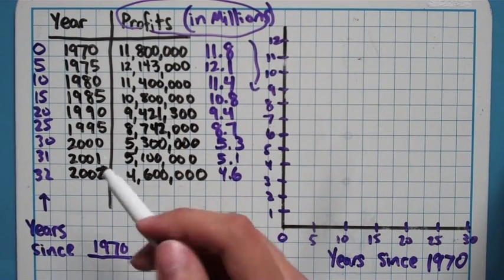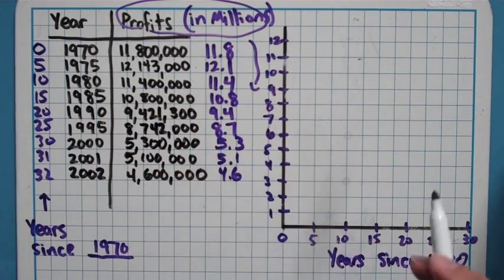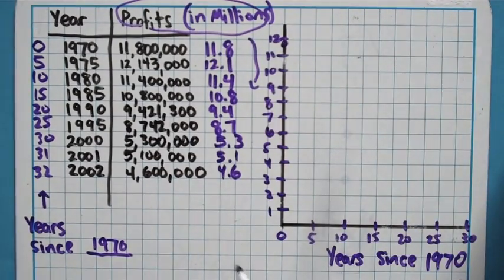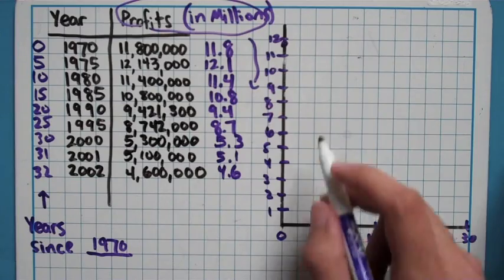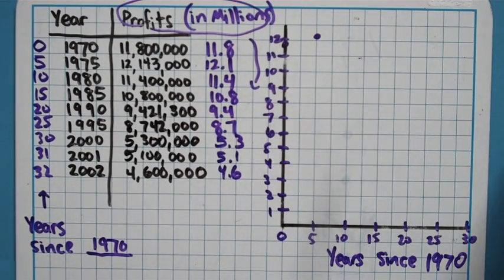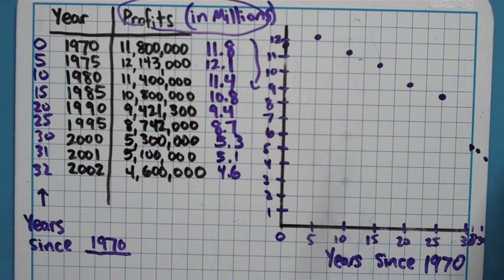And once you have this, I'll do the first point just to show you guys. It's 0, 11.8, so that will be up here. And you just pretty much keep going like that. 5, 12.1, and so on. So I'm going to fast forward right now and show you guys the finished problem.